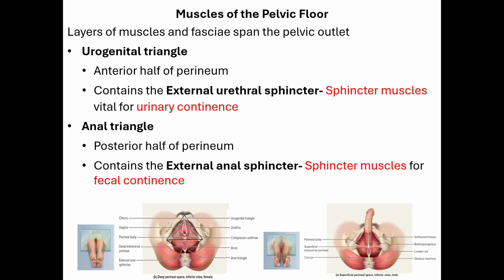And then, so the brain has got some input there. We'll study all that. We're going to talk a lot about that control later. But for the time being, we are concentrating on muscles. So there are sphincter muscles in the urogenital triangle, and there are sphincter muscles in the anal triangle.